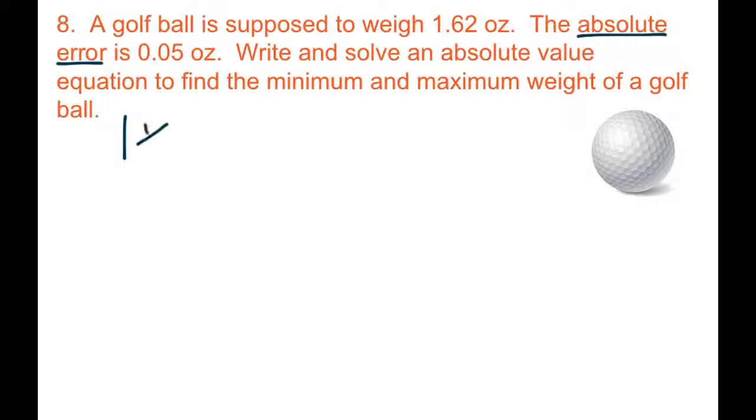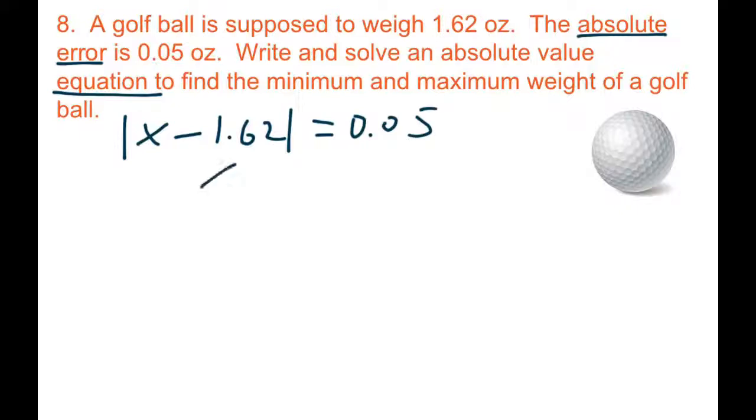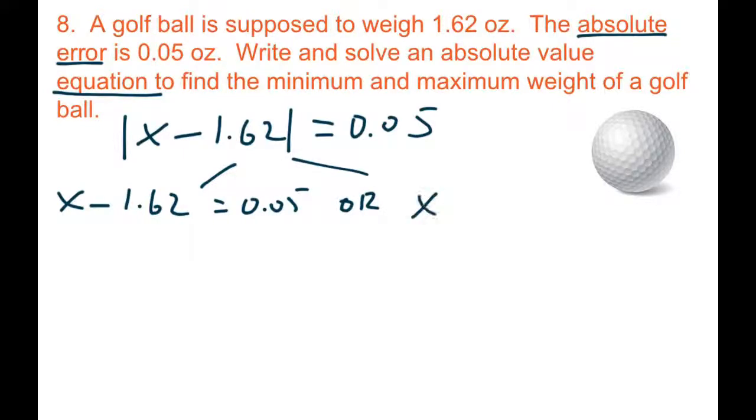So |x minus the given value, 1.62|. And then this is an equation, so equals, because sometimes they're inequalities. The actual absolute deviation, or in this example, the absolute error, which is 0.05. X minus the given value equals the absolute deviation. All right, break it into two parts. X minus 1.62 equals 0.05. These are OR problems. X minus 1.62 equals negative 0.05.